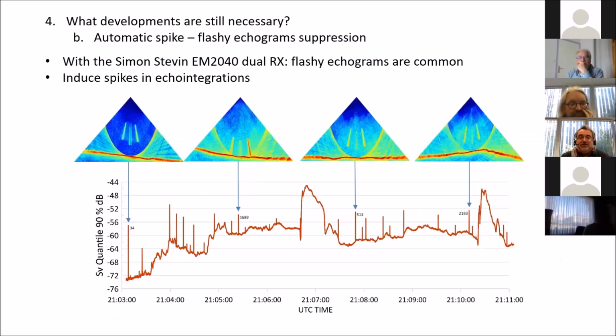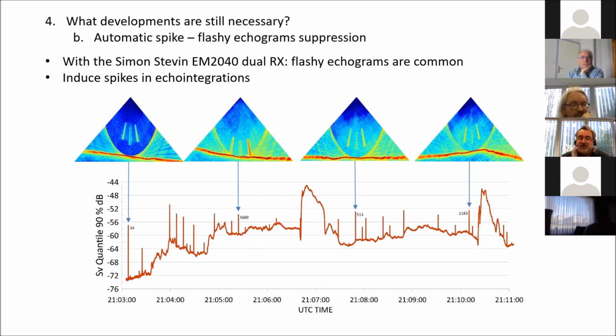Automatic spike, flashy echogram suppression. Now let's talk about that. We regularly observe flashy echograms with the EM 2040 dual RX from Simrad Kongsberg. This flashy echogram, you see some examples here, evokes a coherent noise that can be found in a lot of multi-channel transducers, regardless of brand.